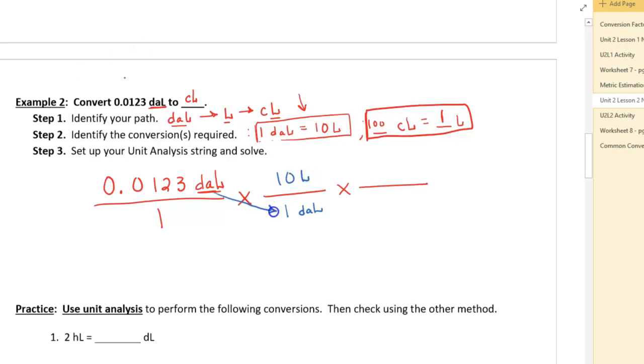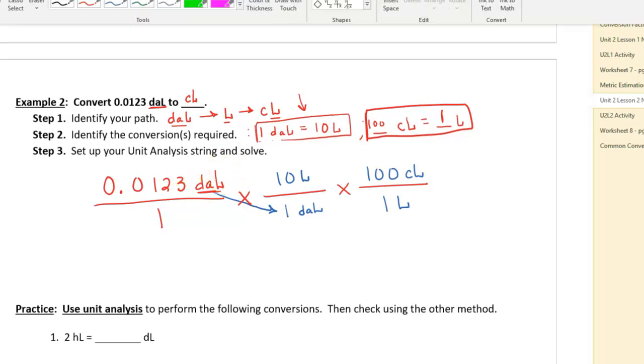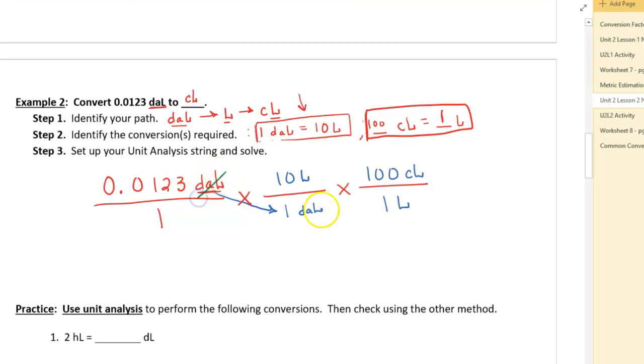So remember those alternating units. This is going to go next. It does have liters in it, so it will fit here. The liters are going to go on the bottom. So 1 liter, 100 centiliters. So now we see our decaliters will cancel. Our liters will cancel. And we're left with centiliters, which is what we were asked to find. So we know we're on the right track.